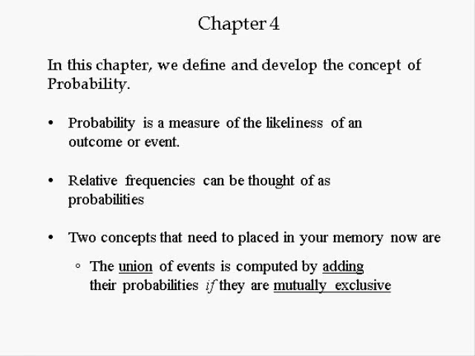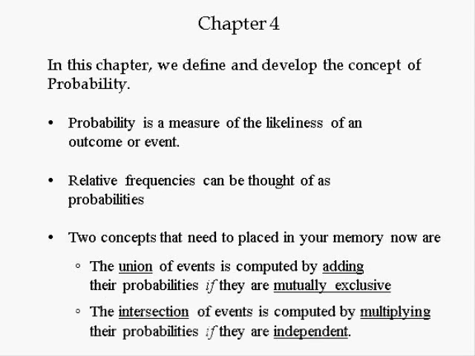The union of events is computed by adding their probabilities if the events are mutually exclusive. The intersection of events is computed by multiplying their probabilities if the events are independent.